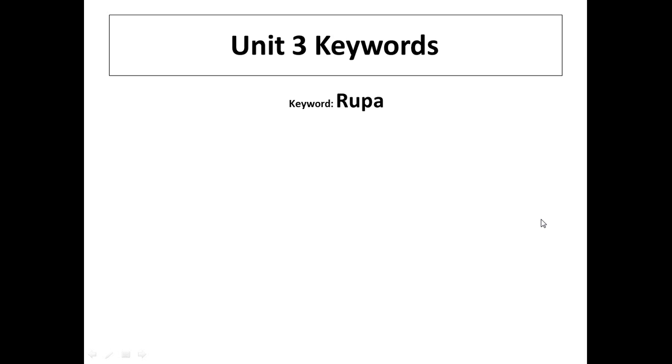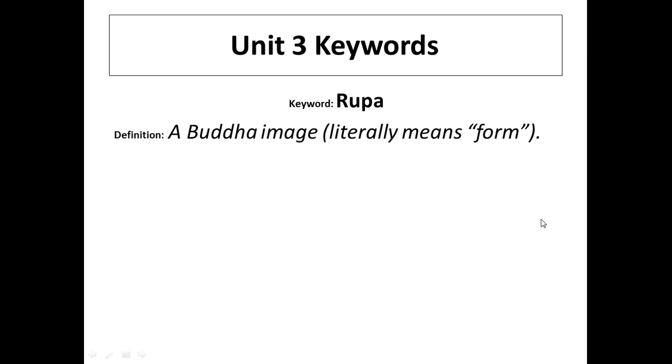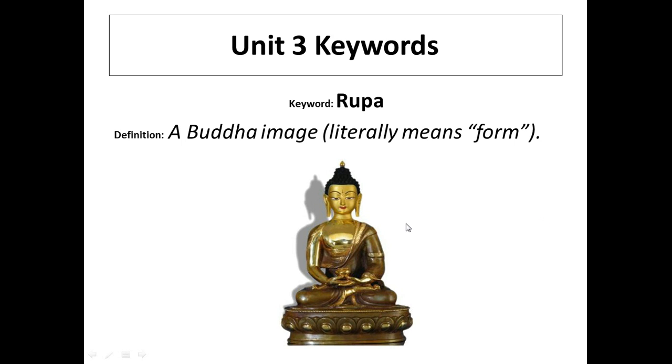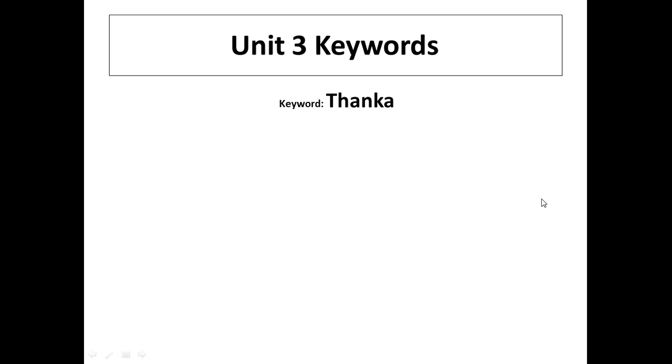Rupa. Now, we've encountered that word before in the 5 khandhas. Literally it means material form. In the context of Unit 3 it means a Buddha image. This image has a material form. It doesn't have any of the other 5 khandhas. If you are asked in Unit 3 what is a rupa, or explain why rupas are important for Buddhists, what they're referring to are Buddha images, statues.